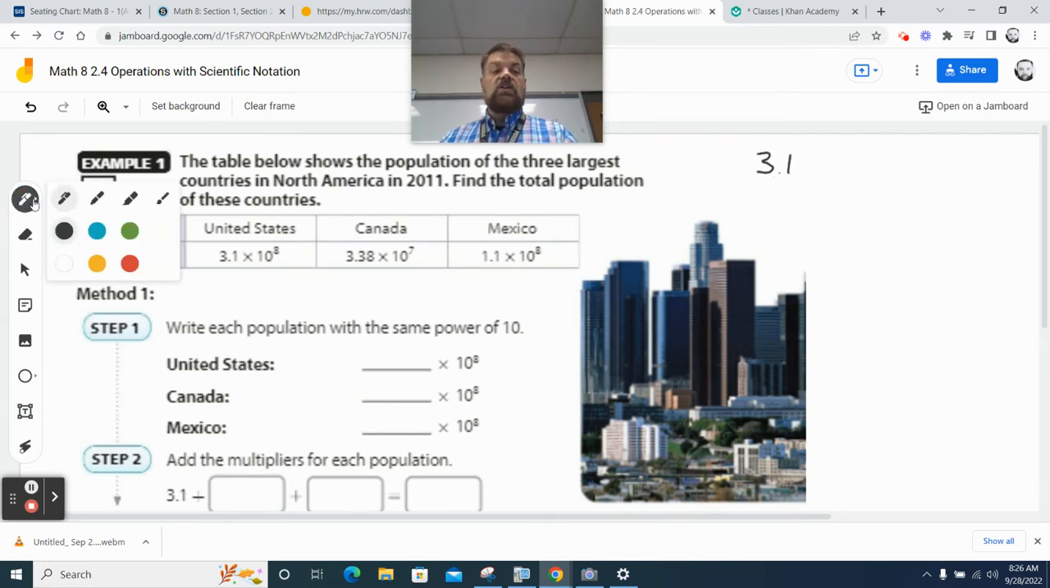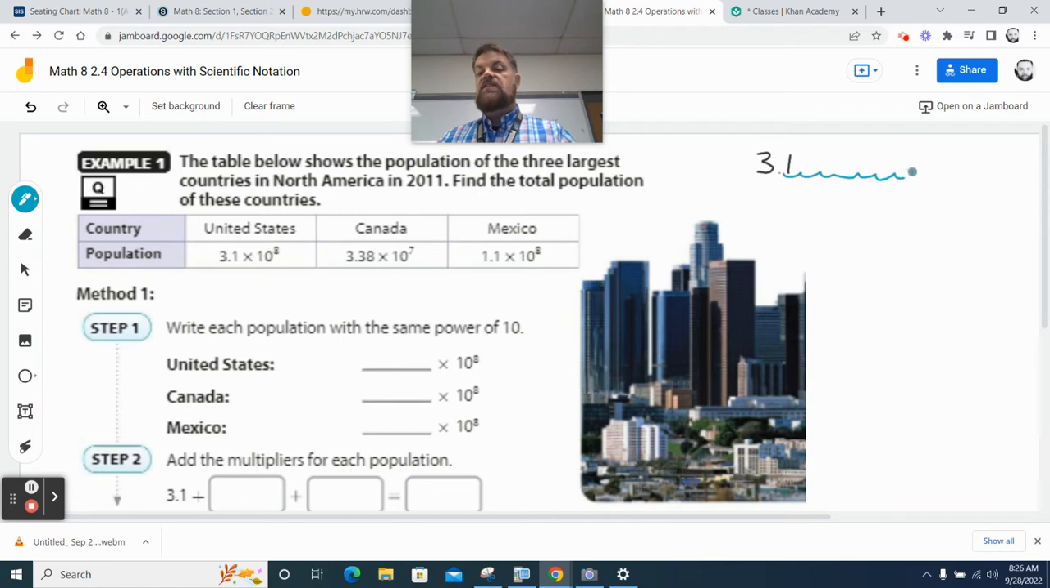In order to find the actual number, I would go 1, 2, 3, 4, 5, 6, 7, 8, and then I would put the zeros in. So it's this number: 310 million people in the United States. That's a lot of people, right? So then what they want us to do is find the total. So we're going to add these up, okay?